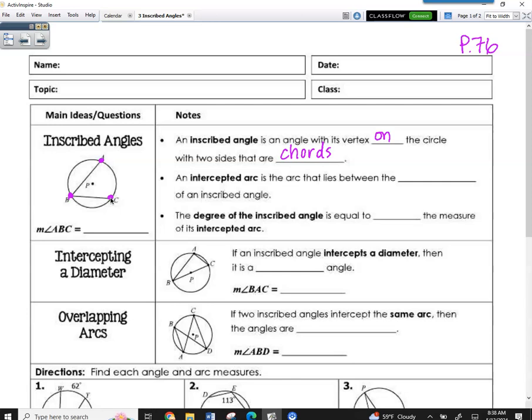So the central angle, remember it came from the center. The inscribed angle, all of the points are on the circle itself. The intercepted arc, meaning if you think of a flashlight as the angle's opening up, the arc that's in between. So in this case, it would be this arc right here. It's the arc that lies between the endpoints of the inscribed angle.